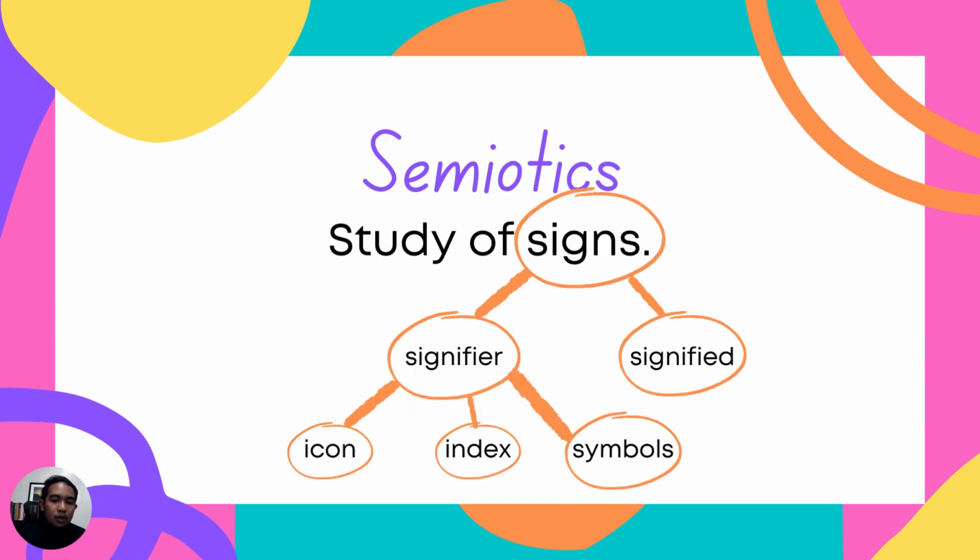So here, we will look at semiotics, the discursive approach, and also the production of meaning. When we look at semiotics, we also look at studying language or studying meanings. Semiotics is basically the study of signs. And when we talk about signs, we also look at the signifier, the signified, the icon, the index, and even the symbols. So we will discuss and explore that in this lecture.